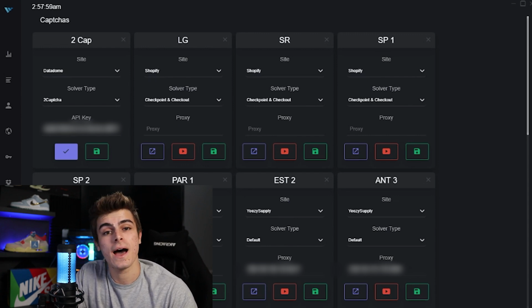Like I said, I do run the high majority of my tasks on residential proxies. Quite honestly, there is a ton of residential providers that work just fine on Yeezy Supply, and they really aren't too strict when it comes to resis, at least in my experience.